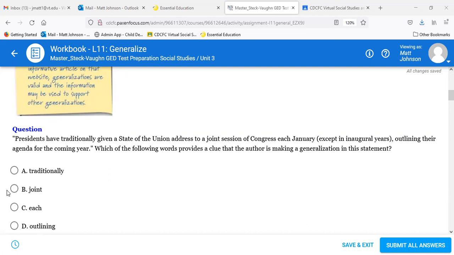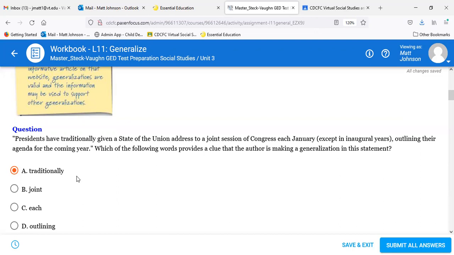Yeah, A, right? We're just talking about that. So you can sort of work backwards, and that word is qualifying that statement, right? We could eliminate that word. It says presidents have given a State of the Union address to a joint session. But we're throwing that word in there and it qualifies it. Presidents have traditionally given a State of the Union address. So that means it doesn't happen every year or every year besides an inaugural address.